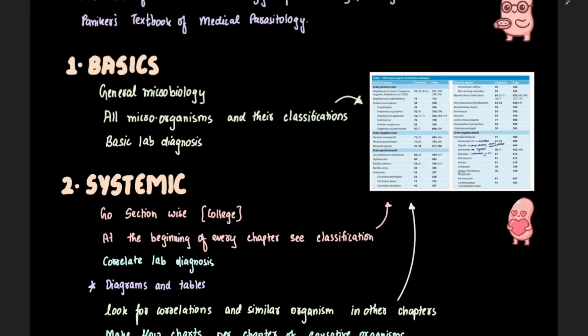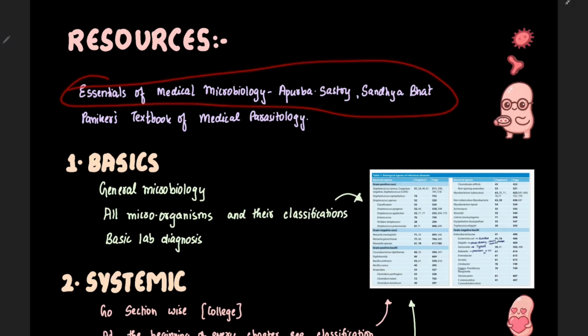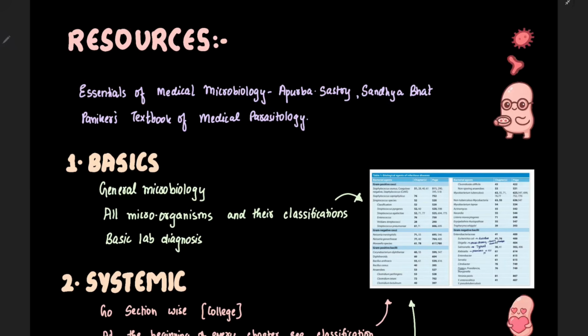Let's begin with what resources to use. So I personally used Essentials of Medical Microbiology by Apurva and Sandhya. If you want to use any other book, mostly professors recommend Ananthanarayan. I've never used that book, so I can't vouch for it, but because I have used this book and I'm planning to make videos on microbiology, I'm going to be using this book and Paniker's for parasitology. But for my second year, I entirely used this book. Everyone in my class has used this book. Buy it. It is going to help you a lot.